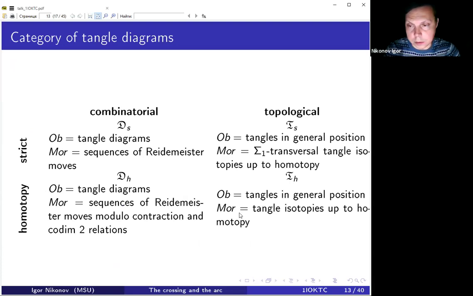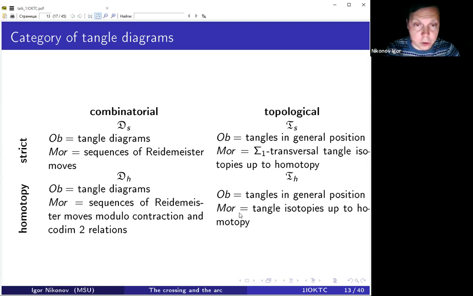This category splits into combinatorial categories and topological categories. The objects of combinatorial categories are tangle diagrams, and the objects of topological categories are tangles in general position. Combinatorial and topological categories are also divided into a strict category and a homotopy category.